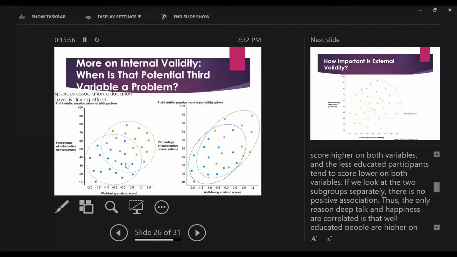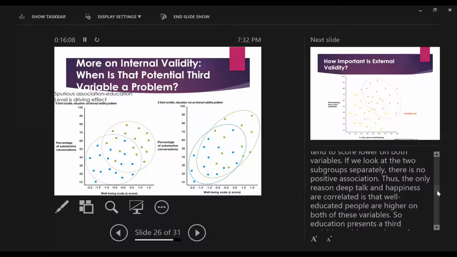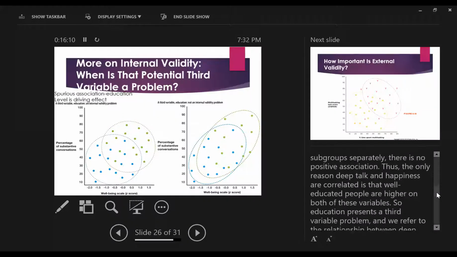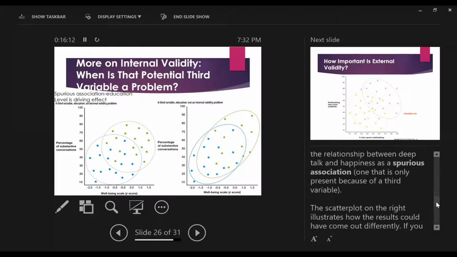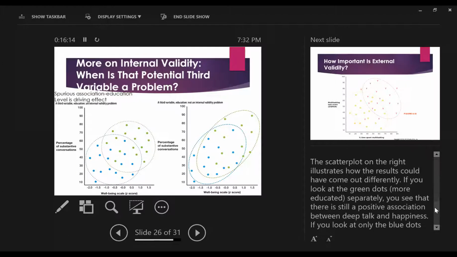So if we look at the level of education, that's maybe a better way to explain away the relationship between those variables, which is deep talk, how often you have a deep talk with your partner, and your level of happiness. So really, the only reason why the two are correlated is because education is part of it. So that is a spurious association problem. So this other scatter plot right here, again, we're looking at something a little bit different.